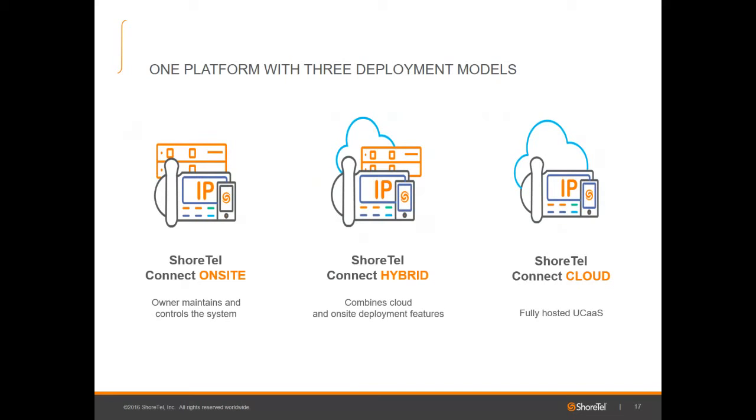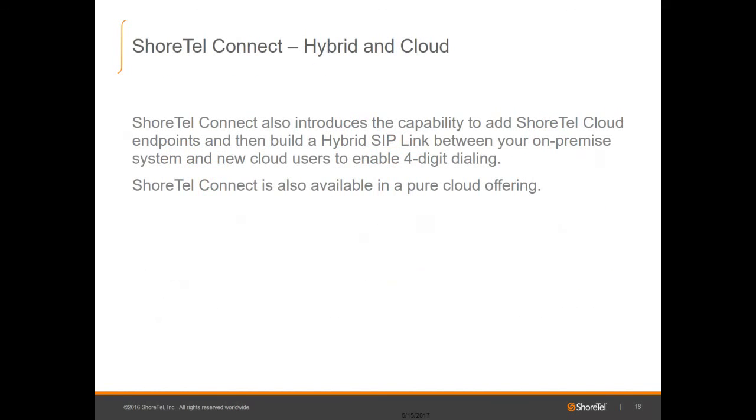So combining both of them is the ShoreTel Connect hybrid solution, where you maintain your on-site system, but you add cloud endpoints for remote workers or small offices, and then you create a SIP link between the two for 4-digit dialing. So here we have, again, about the hybrid, where ShoreTel Connect introduces the capability to add the ShoreTel cloud endpoints to your on-site system and then build that hybrid SIP link between your on-premise system and the new cloud users, enabling 4-digit dialing between the sets of users.